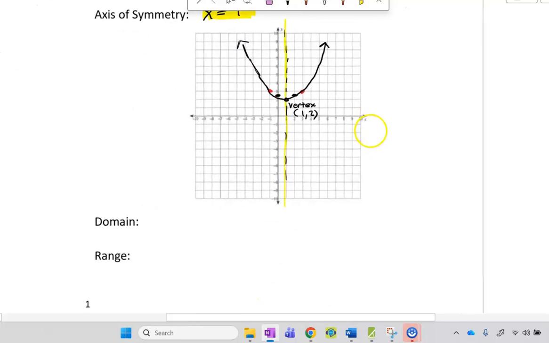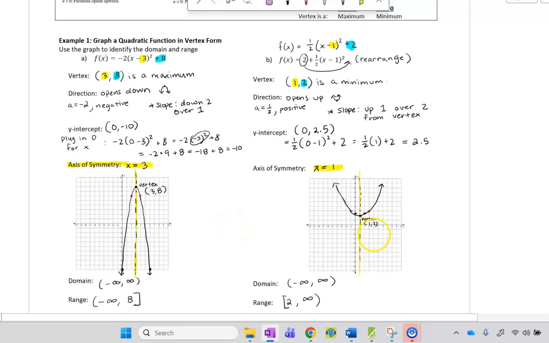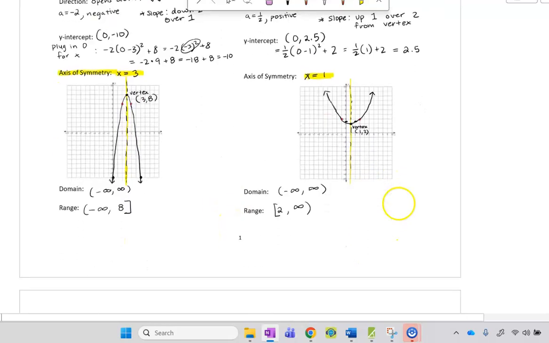So it should look like that. Lastly, our domain is always -infinity to infinity. And our range, the lowest it goes, if you look at the vertex, the lowest it goes on the y-axis is 2, bracket on 2. Goes up forever because our arrows go up forever to infinity. So that is how we would put everything together using vertex form.